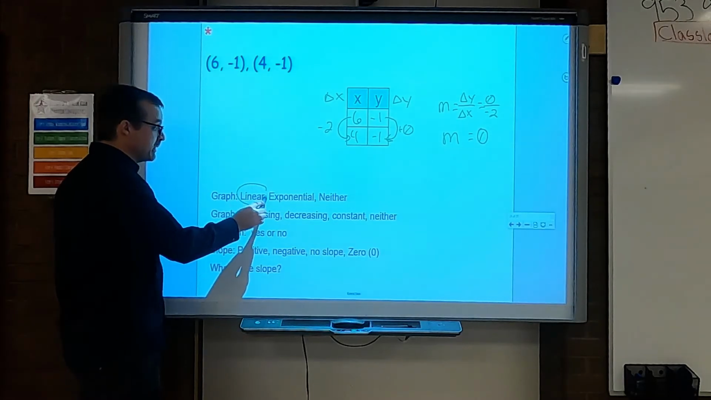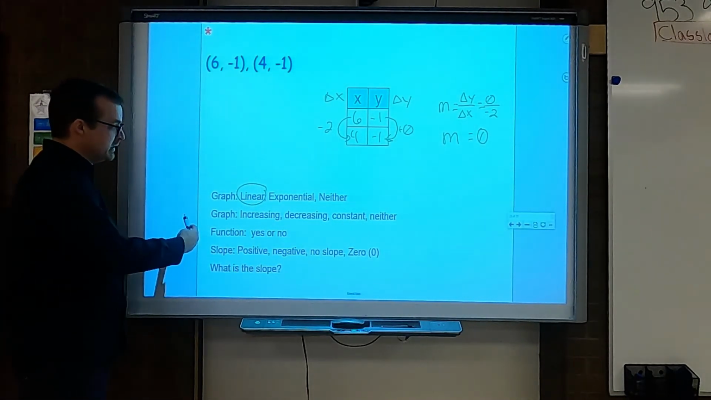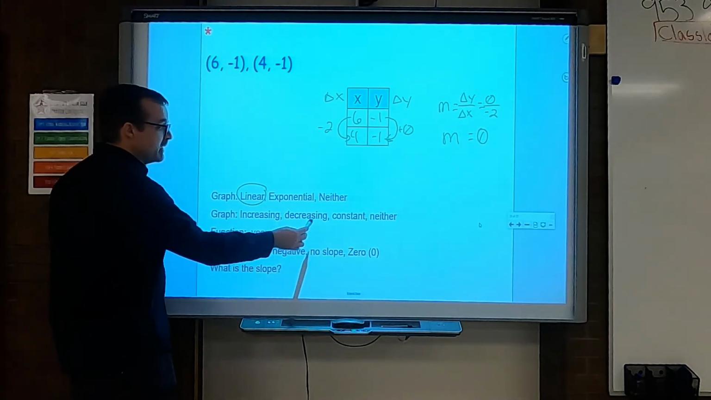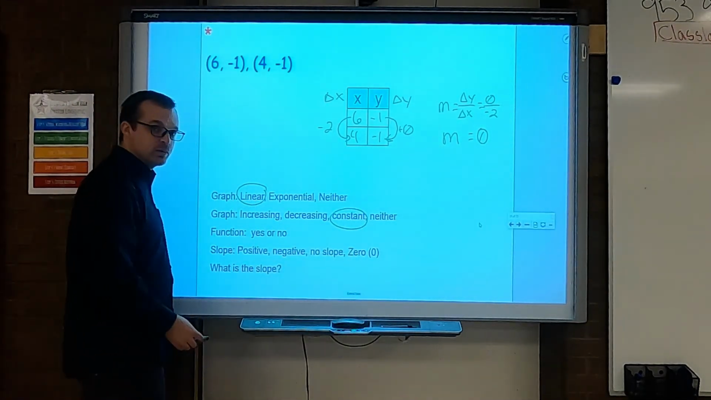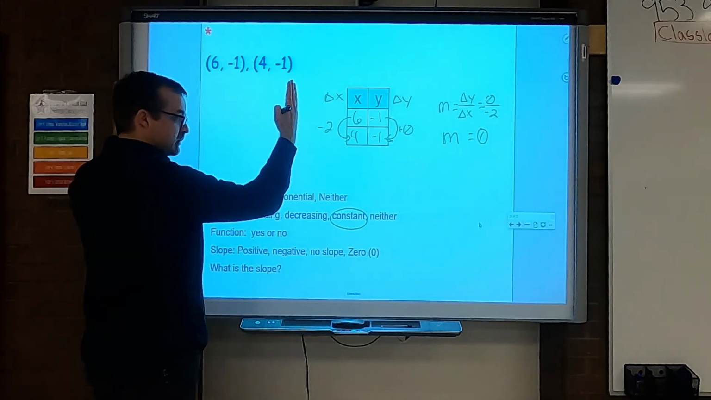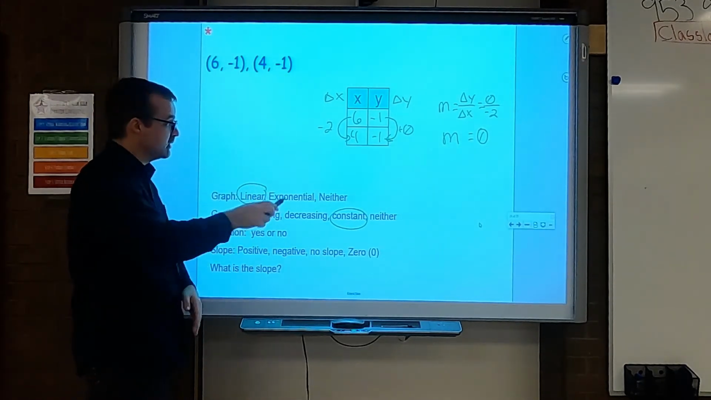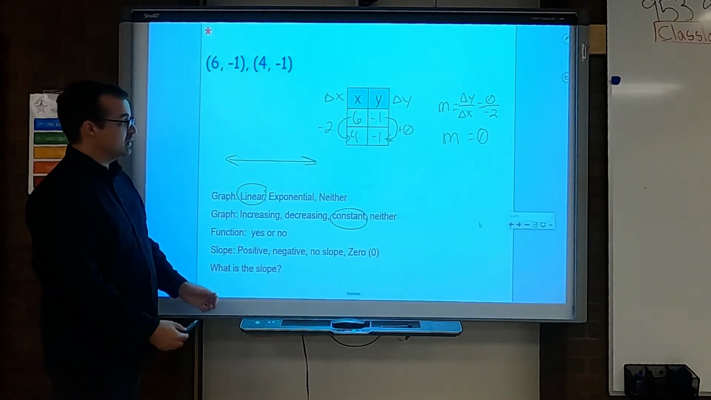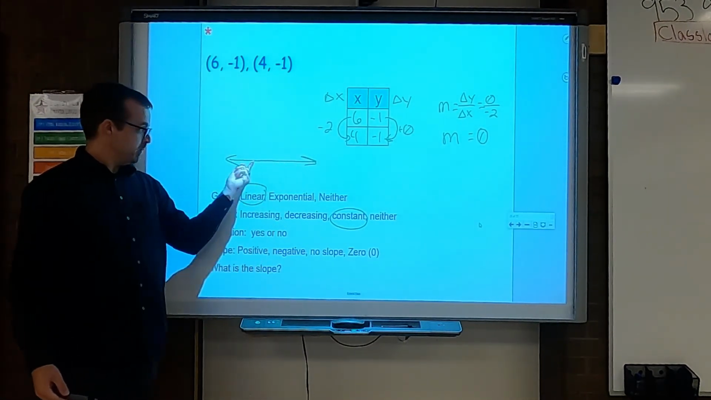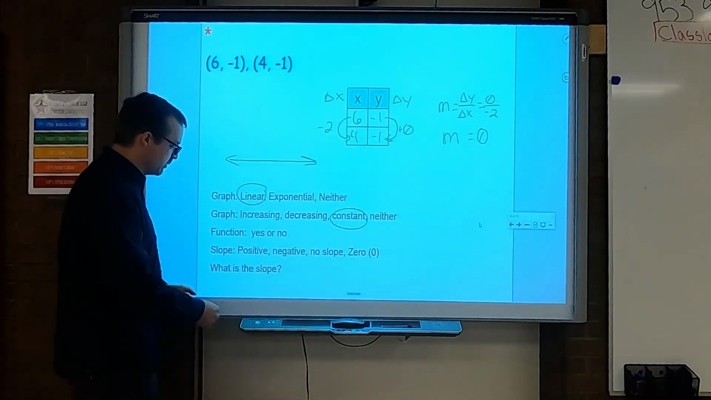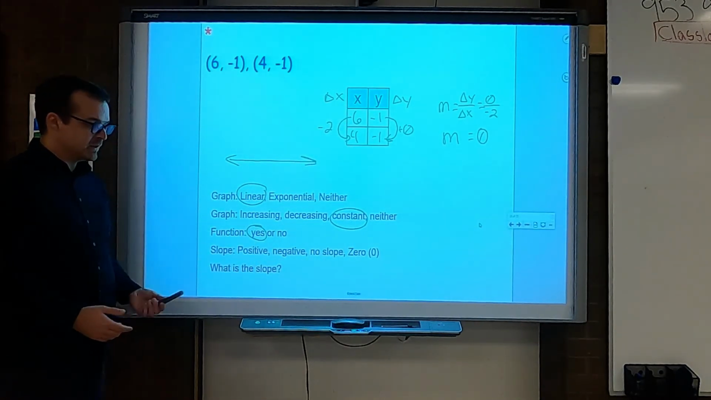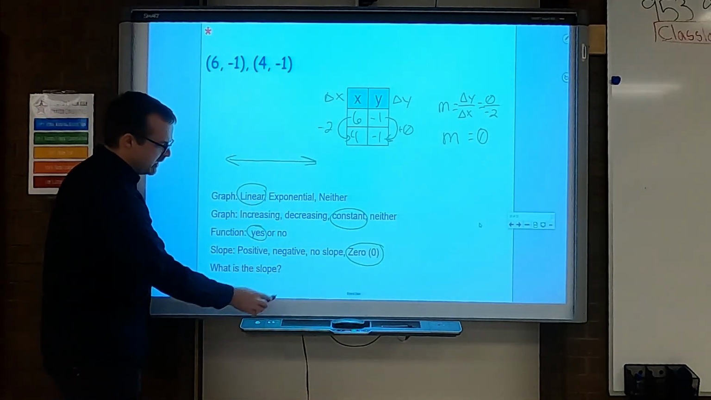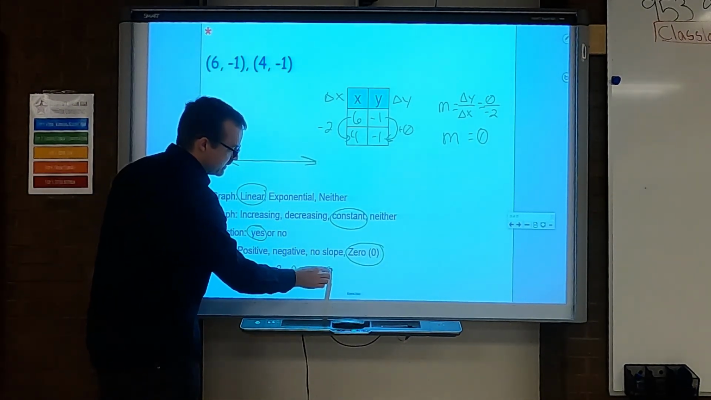Okay, is it linear, exponential, or neither? I'm going to go with linear because the only rate of change I have is 0. Is it increasing, decreasing, constant, or neither? Constant. There's a positive, negative, no slope, and then a 0 slope would look like this, and that's what constant looks like. Let's move on to function. Would that be a function? Yes. This would be a function as we don't have any x values repeating. So positive, negative, no slope, or 0? We got 0 slope. What is that slope? Well, it's 0. It's kind of redundant at that point.